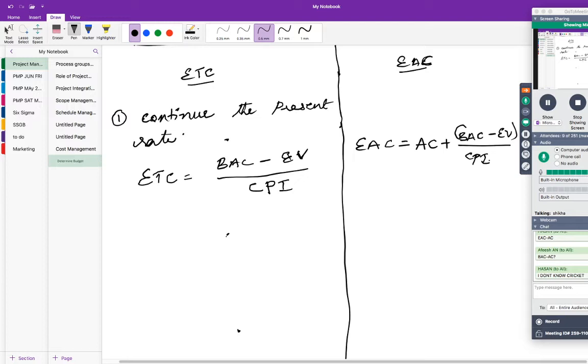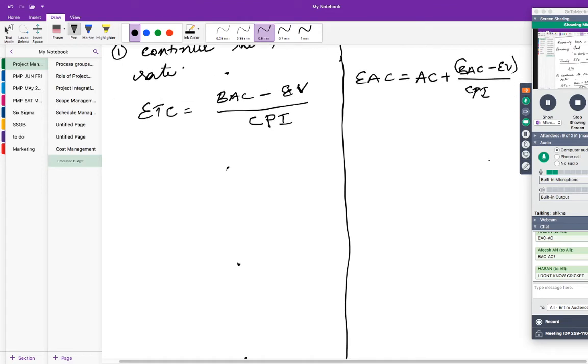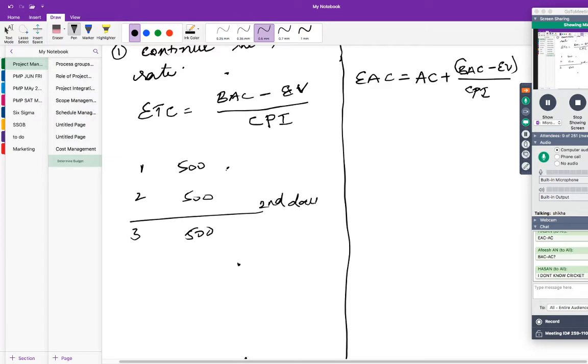Okay, so I'll give you the same problem. You have 3 days of work, which is 500, 500, 500. On the second day you are measuring the progress. Your status date is the second day. On the second day, you have completed 50% of the work, and 800 was spent. Can you calculate the ETC?